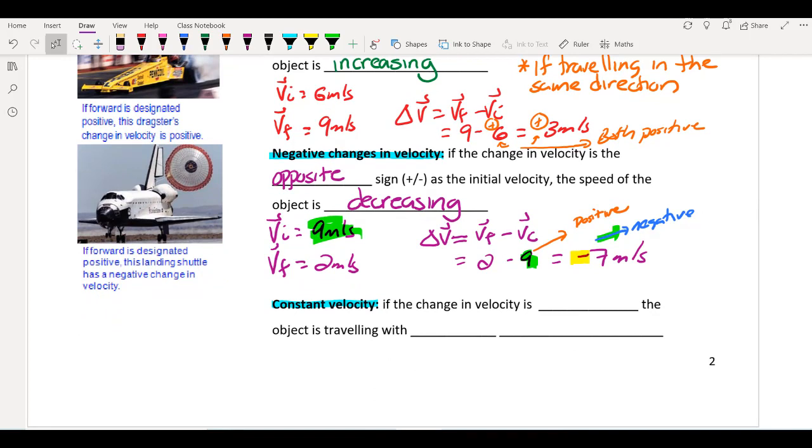So the final situation is when we have constant velocity. So constant velocity is referring to if the change in velocity is 0, which means the object is traveling with uniform motion.